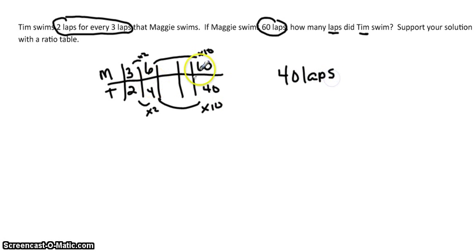And remember, there's more than one strategy to do here. If you didn't want to double, you could have maybe times by 10 first and then times by 2. So there's a lot of different ways that you could have solved this, but we're showing our solution within the ratio table and we get an answer of 40 laps.